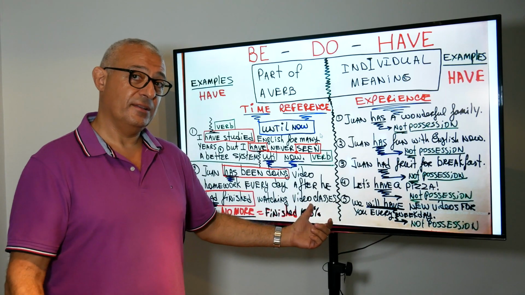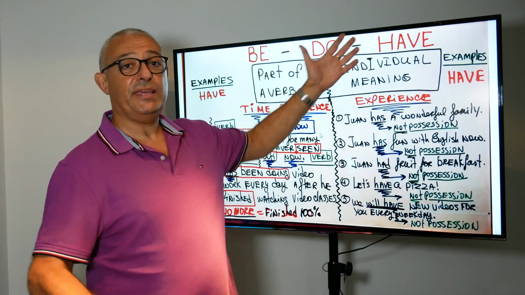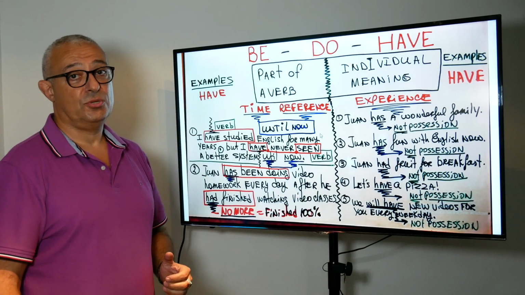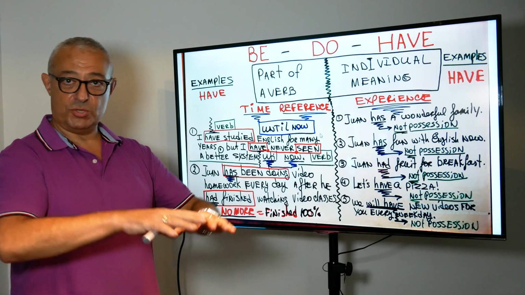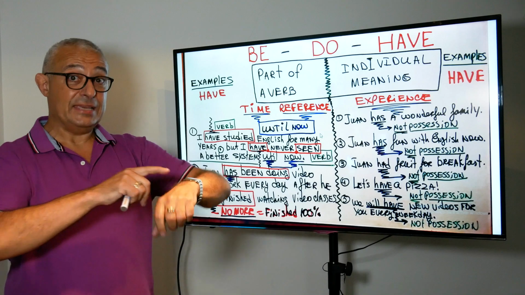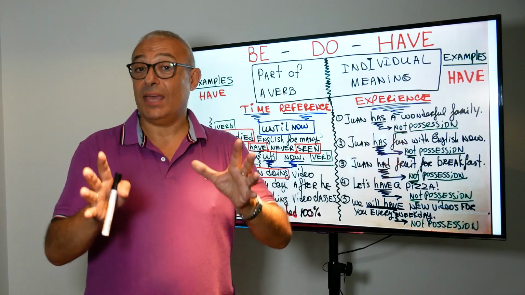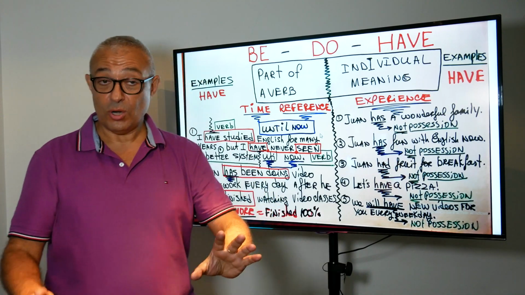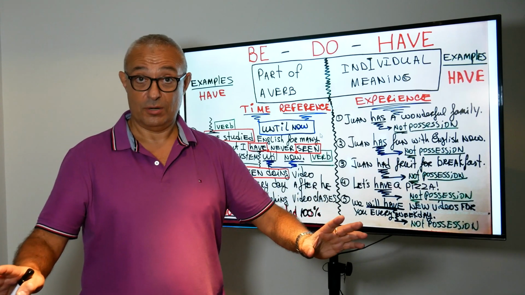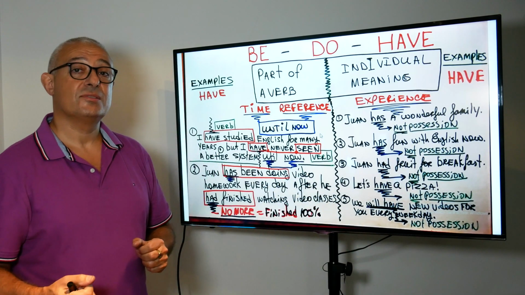So when you think about have, always think in two functions. Function number one, most important, is a time reference. Is what's happening still happening, or is it happening no more? So you have two things.